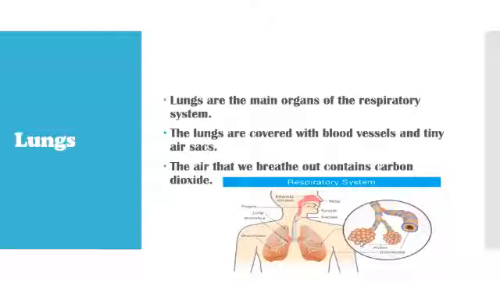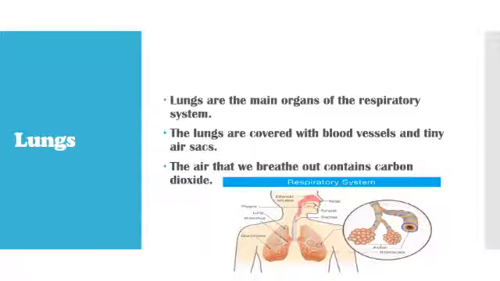When we take in air through the nose, it enters the lungs and reaches the tiny air sacs. The air sacs allow oxygen from the air to pass into the blood vessels. The blood then carries this oxygen to all parts of the body. When the body uses this oxygen to break down the food to get energy, carbon dioxide is produced. Now the blood carries that carbon dioxide back to the lungs. The air we breathe out contains this carbon dioxide gas.